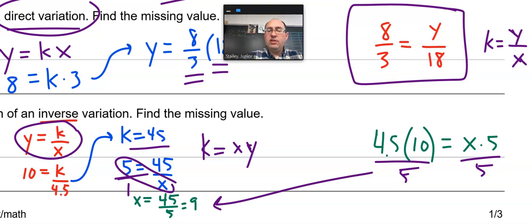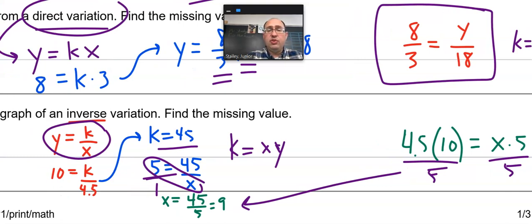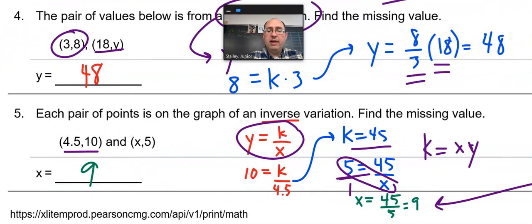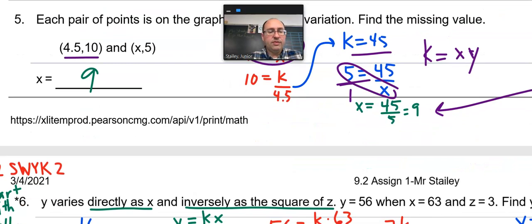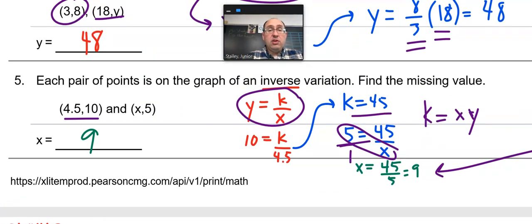I don't recommend that way just because, if you understand what you're doing, great, go ahead. But really, you need to be able to write the inverse variation equations, find the constant variation. So this way is my favorite way. I think we're done with this Swyk.